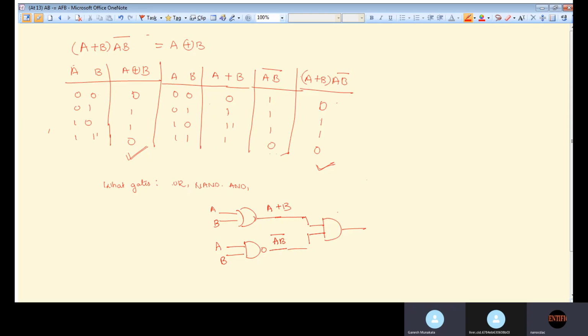So what is AB bar? Okay. So this is the circuit logic diagram. Okay. Next one is next question.